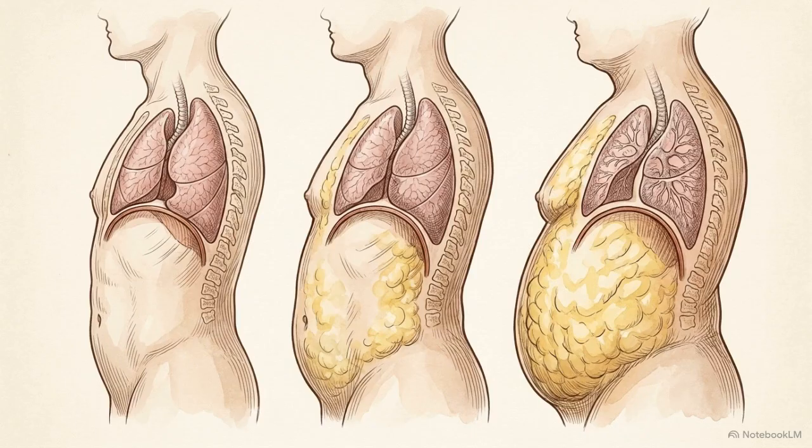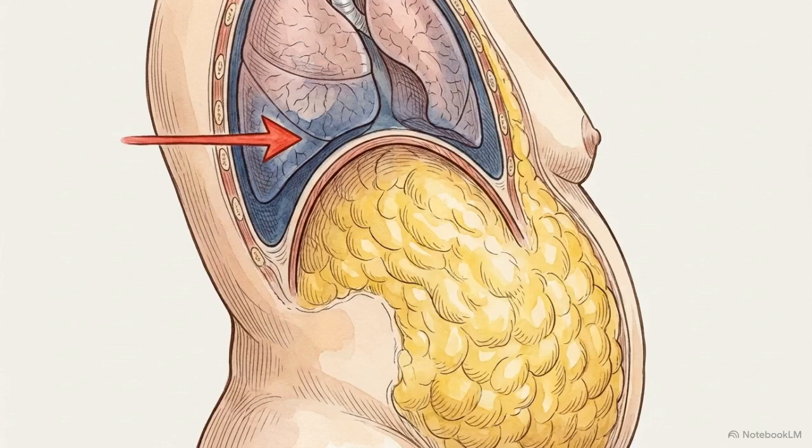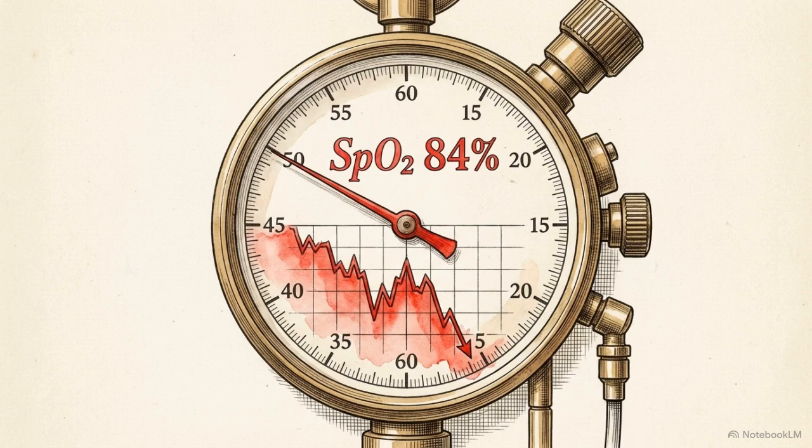Systemic anatomy matters just as much. This silhouette demonstrates how dense adipose tissue in severe obesity physically compresses the diaphragm and lungs. This compression causes a drastic reduction in functional residual capacity, the oxygen reservoir in the lungs, leading to rapid oxygen desaturation the moment a patient stops breathing.